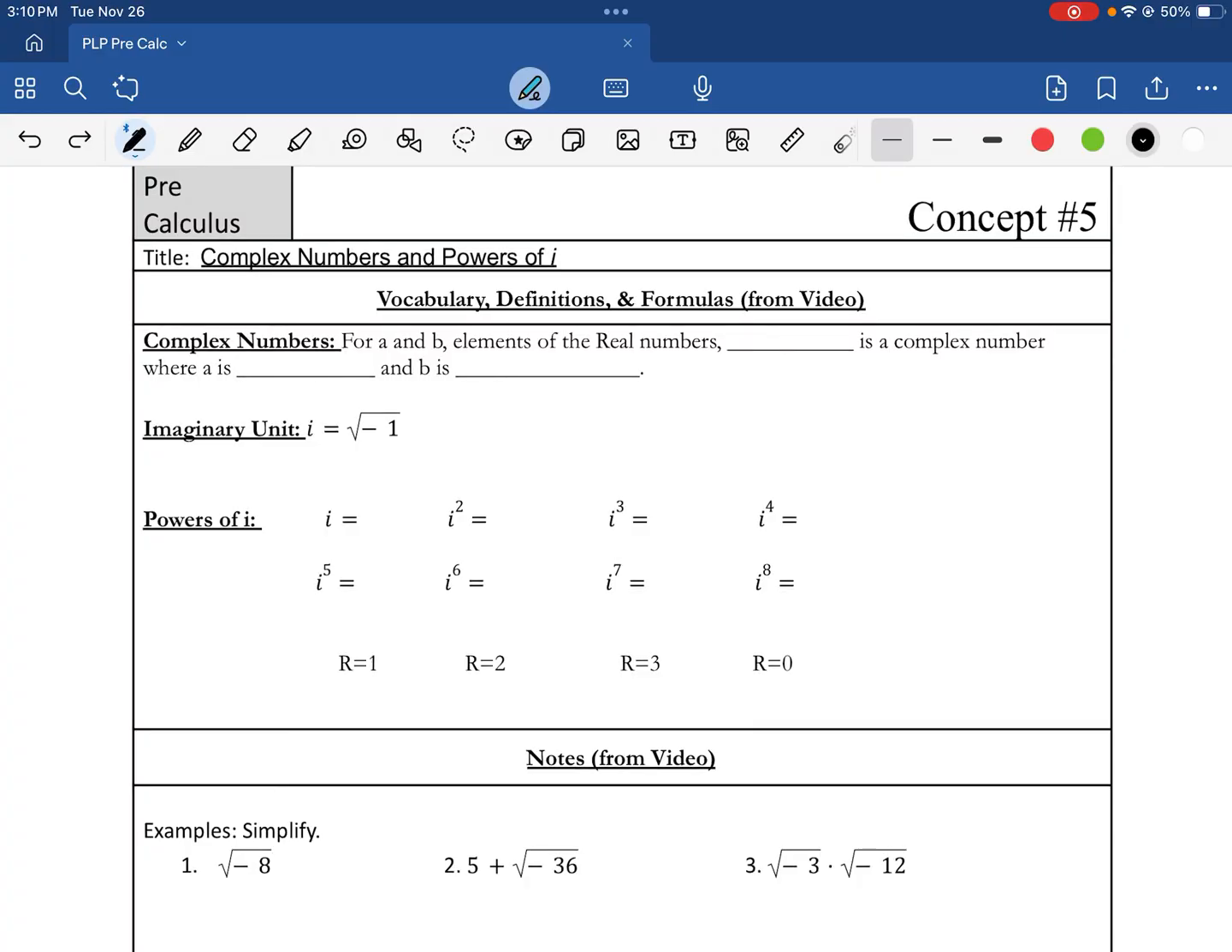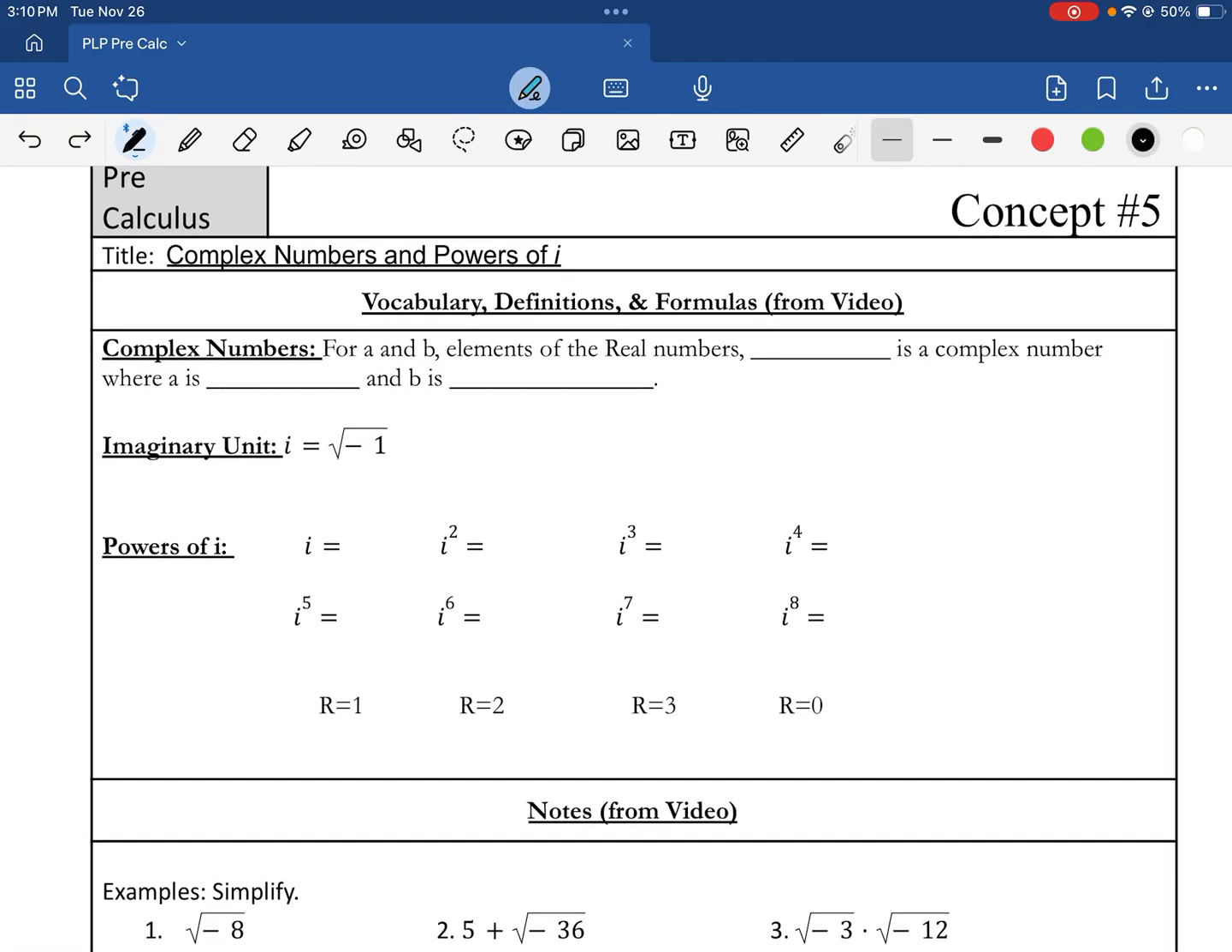Some vocabulary and definitions. Complex numbers: for A and B elements of the real numbers, A plus BI is a complex number where A is real and B is imaginary. The imaginary unit, I, is equal to the square root of -1.